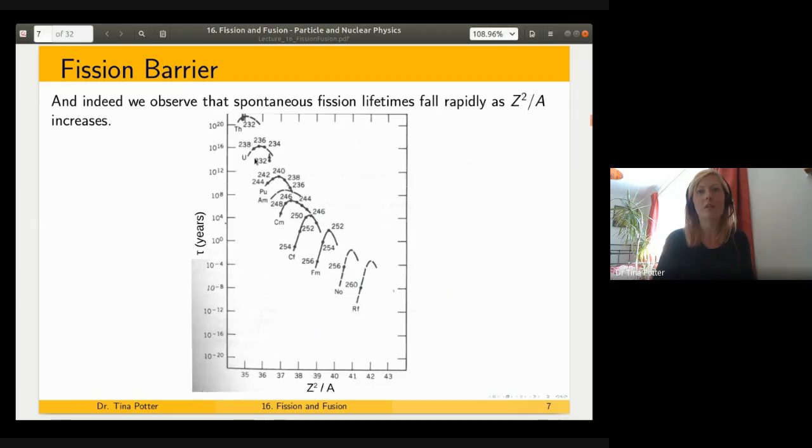But our lifetimes dramatically drop. This is a log scale here. They dramatically drop to sort of 10 to the minus 8 years here for Z squared over A of 41. So that means that our fission barrier is much lower, and it's easier to tunnel through, and that's why the lifetime for fission is much shorter.